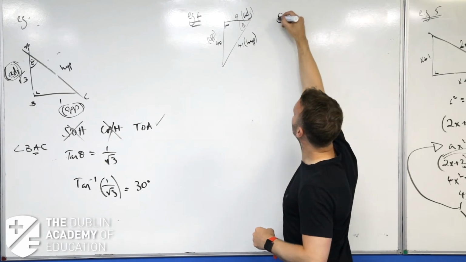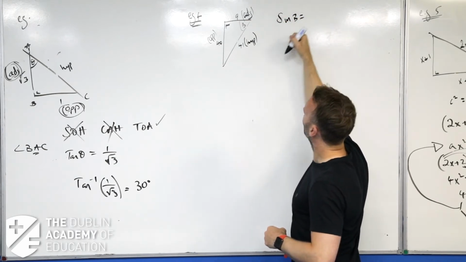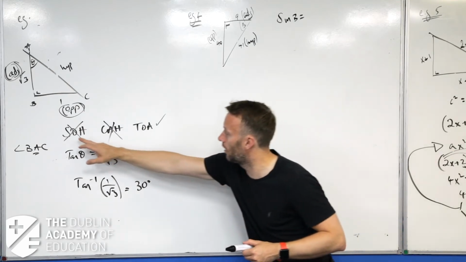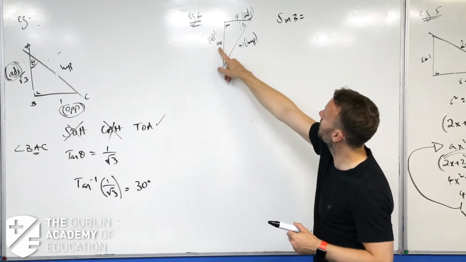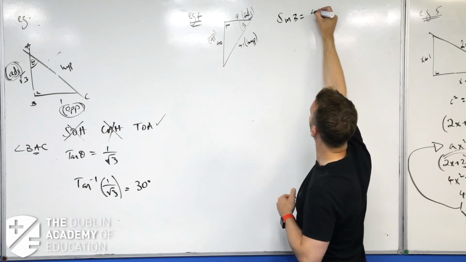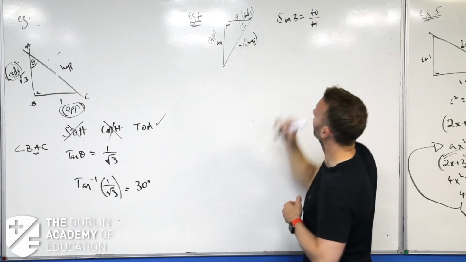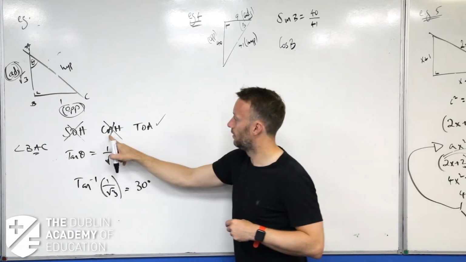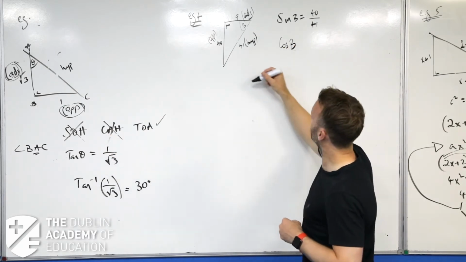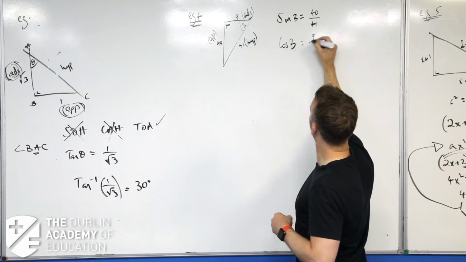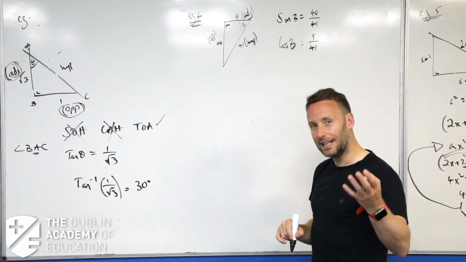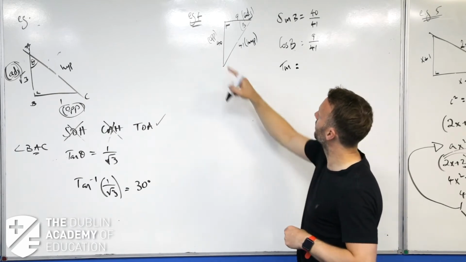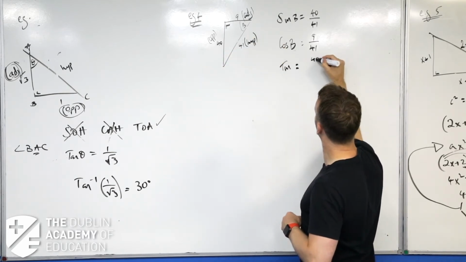So what would sin B be equal to? Well, what is the trigonometric function of sine? It's opposite over hypotenuse. What is the opposite? It's 40. What's the hypotenuse? 41. So that's 40 over 41. What's the trigonometric function of cos? Adjacent over hypotenuse. And what's the adjacent? The adjacent is 9. And what's the hypotenuse? 41. And then tan, the trigonometric function of tan is opposite over adjacent. So that's 40 over 9.